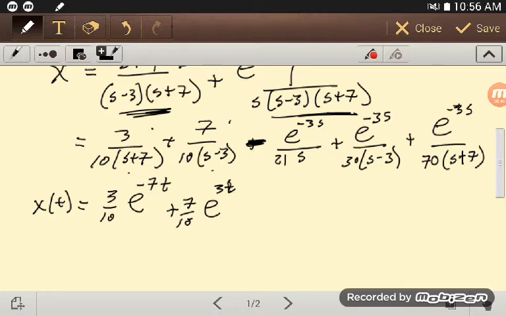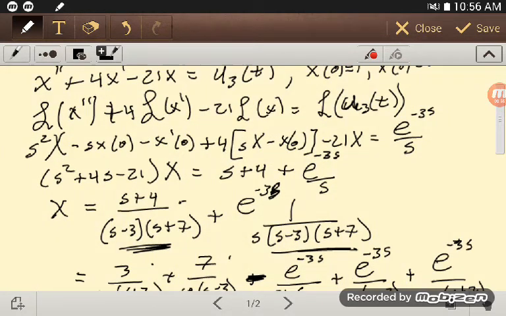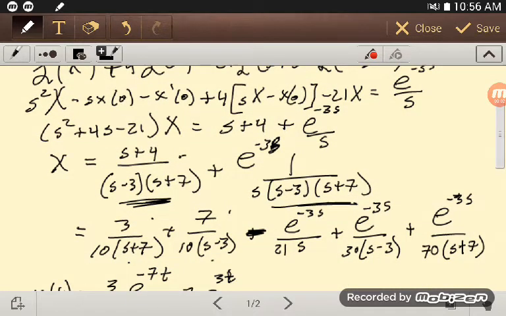Now we have to do this other stuff. Well, here, this is just negative 1 over 21 times the Laplace transform of u3(t), right? Because there's a Laplace transform of u3(t) right there.